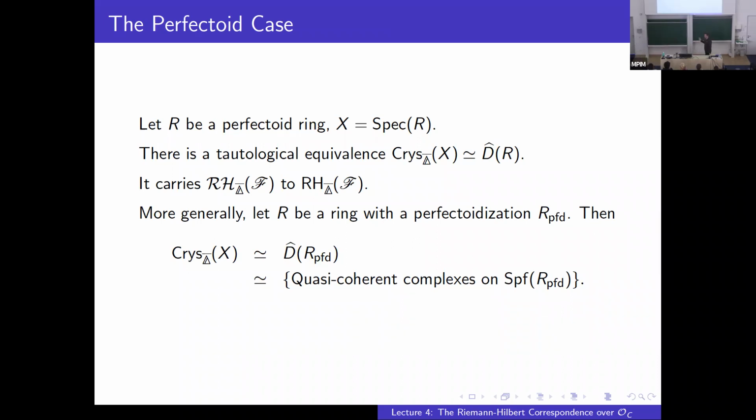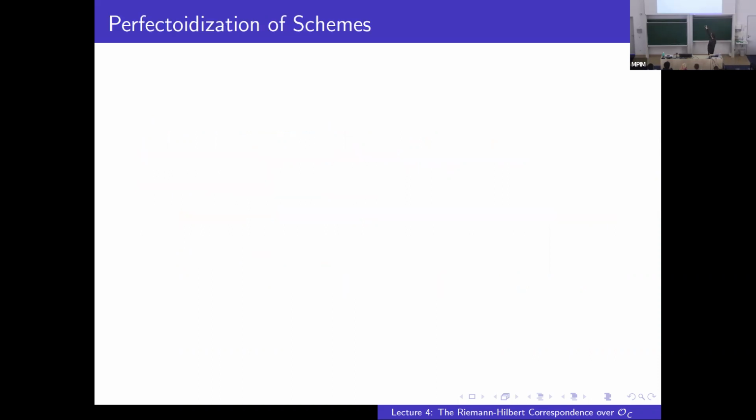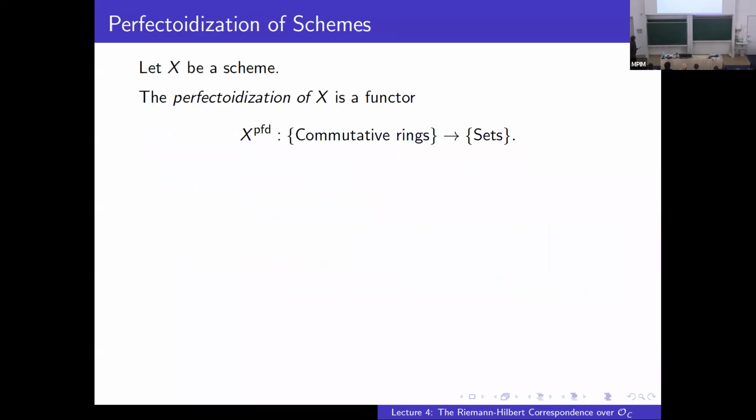And so now I want to generalize this. So let me introduce a construction. I'm going to call this perfectoidization, but now not of rings, but of schemes. So let X be a scheme. I'm going to define something that I'm going to call the perfectoidization of X. I'll denote it by X puft. It's going to be a functor from the category of commutative rings to the category of sets. And I'll just tell you what it is on some rings that are particularly nice.